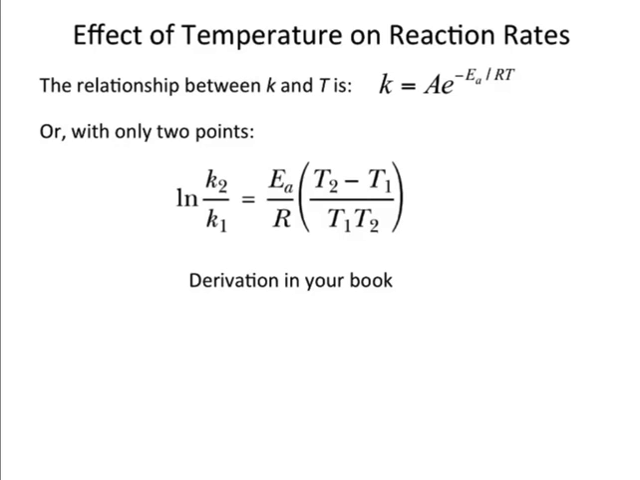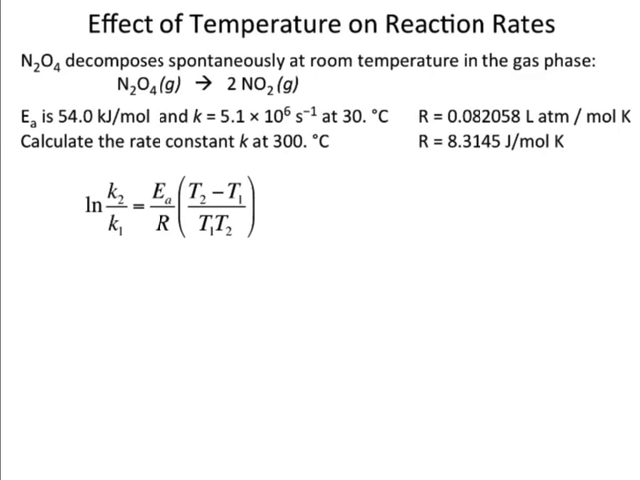Whenever you're talking about rate constants changing with temperature, oh, here's the rate constant in one temperature, what's the rate constant at another temperature? Or, at what temperature is the rate constant this? Then you can do that. You plug the numbers in and go. So here's an example. So we have N2O4 decomposing. We have the activation energy. We have the rate constant at 30 Celsius. And then we want to find the rate constant at 300 Celsius.